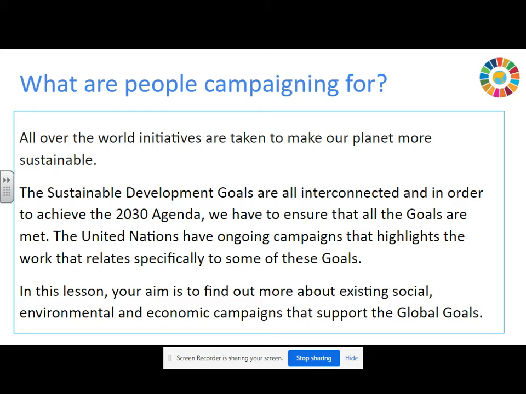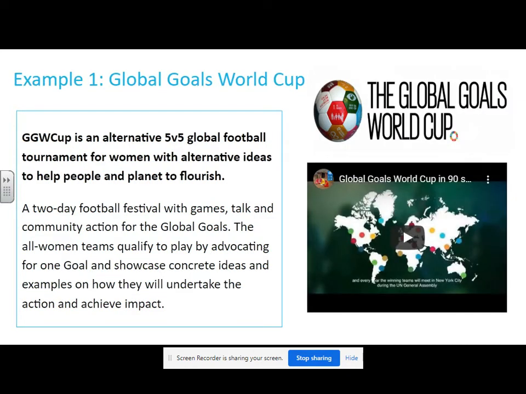All over the world, initiatives are taken to make our planet more sustainable, and the Sustainable Development Goals are all interconnected and are working towards that 2030 agenda. The United Nations have ongoing campaigns that highlight this work and relate specifically to some of these goals. Your job is to find out more about the existing social, environmental and economic campaigns that can support global goals. A really good example of this is the Global Girls World Cup.